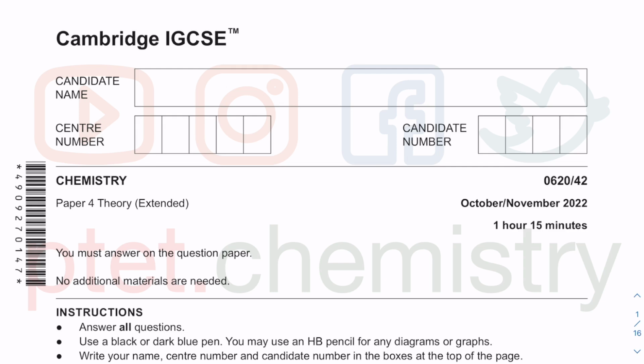In this tutorial video, we'll go through this November 2022, paper 4 variant 2 for the 0620 Cambridge International IGCSE Chemistry. This is an extended paper typically offered to students who are doing the triple sciences of the higher ability.